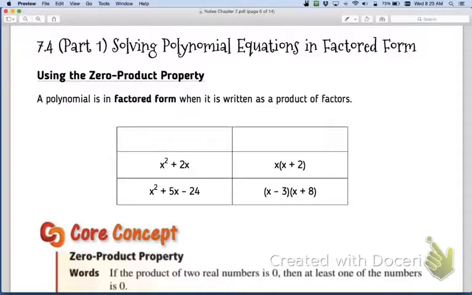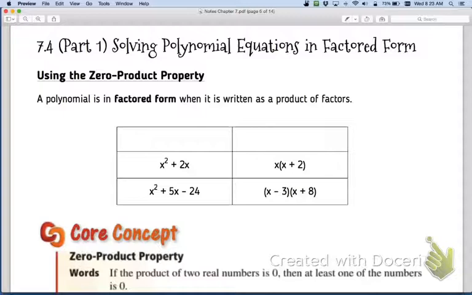All right, so this section is about solving polynomial equations that are in factored form. And believe it or not, you've already seen polynomials that are in factored form. That's what they look like before we multiply them. Remember, we've talked about factors several times before.